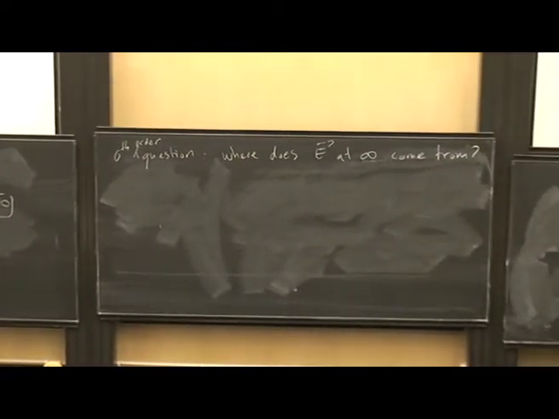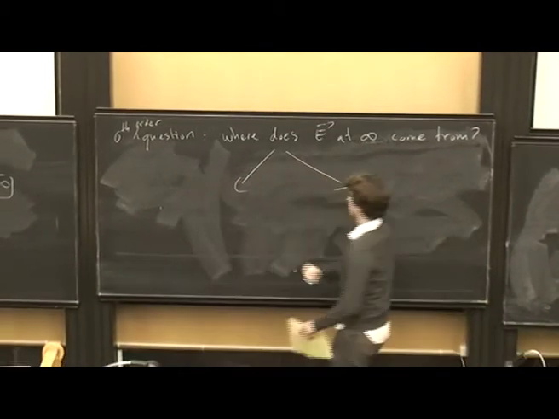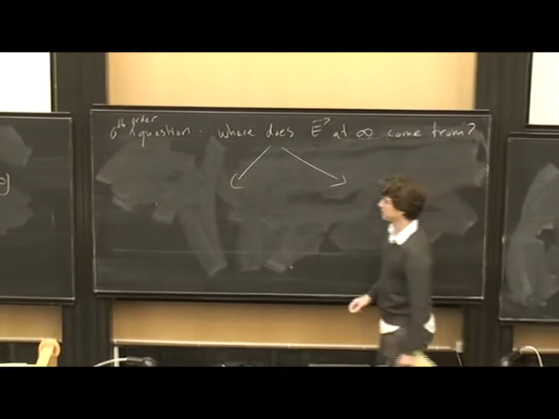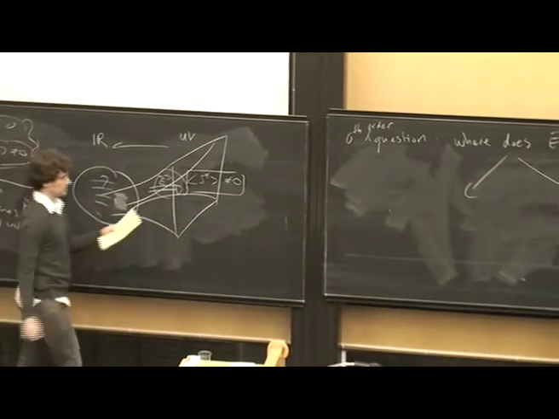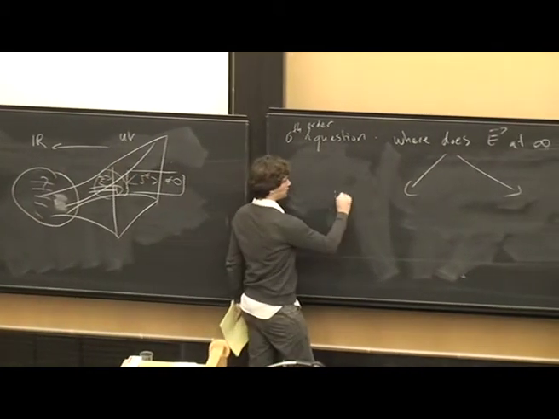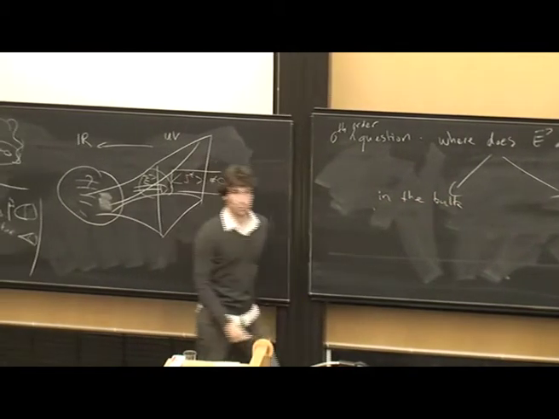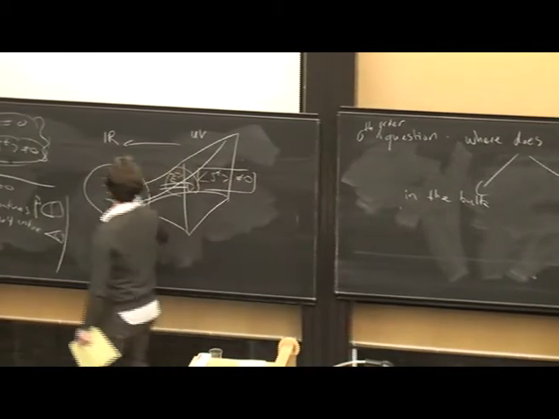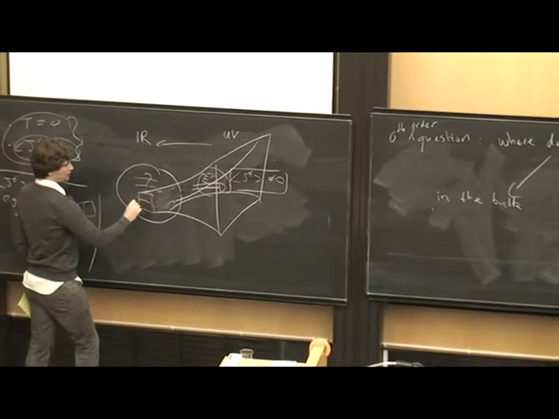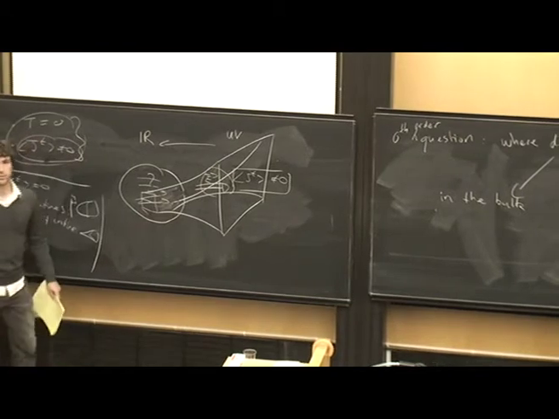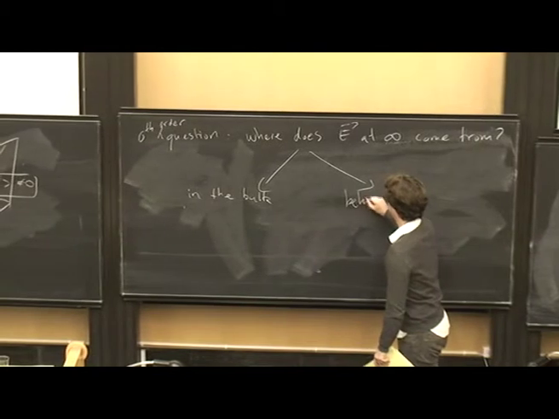And so there are basically two possibilities. One is that there's just some charged matter sitting here in the bulk. So option one is that the charge is in the bulk. And option two is that actually there's a black hole horizon here at the inside, and all the flux, all the charge is coming through the horizon. So option two is that the charge is all behind the black hole horizon.